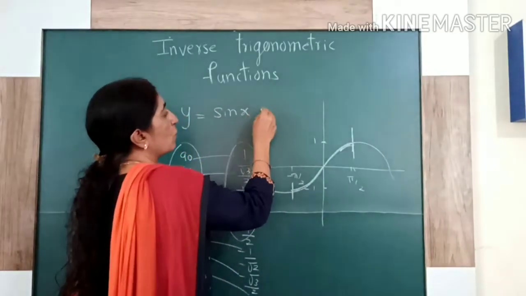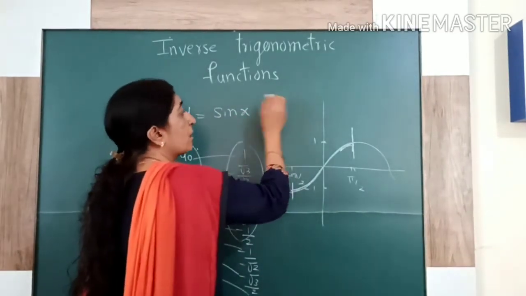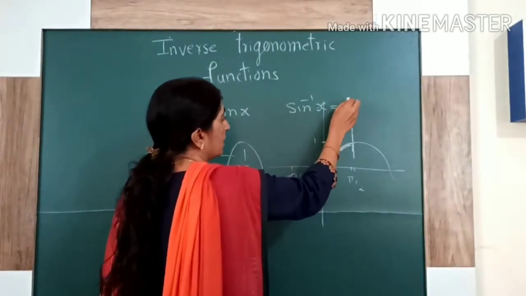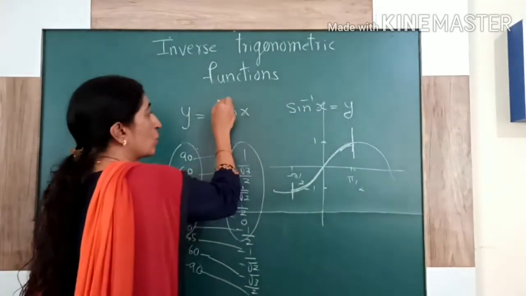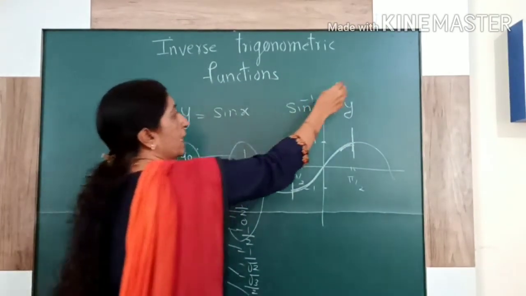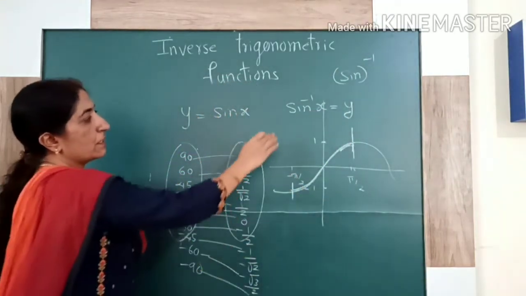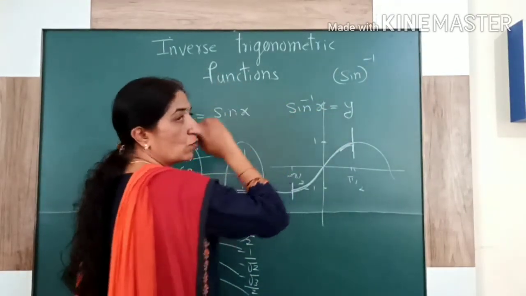So y is equal to sin x is the normal function, and its inverse is written like this: sin inverse x is equal to y. That means you only have to change the sign, it is not written like the other way. It is sin inverse x is equal to y.